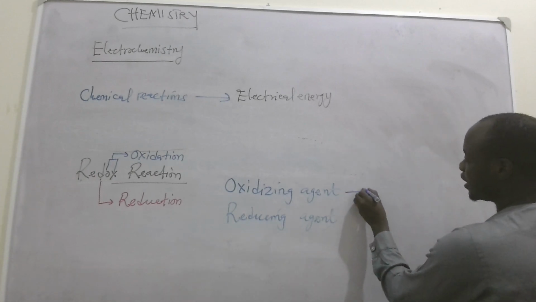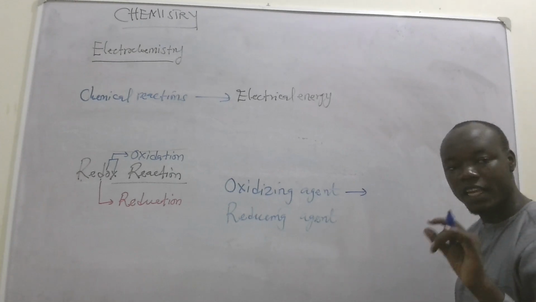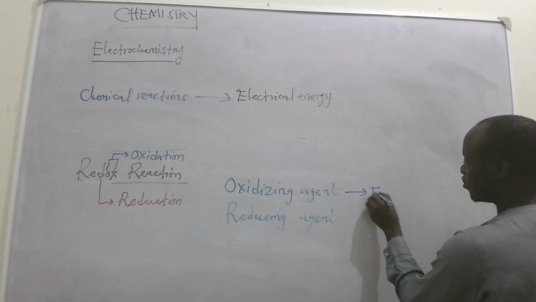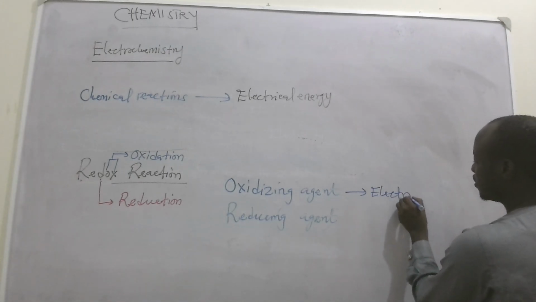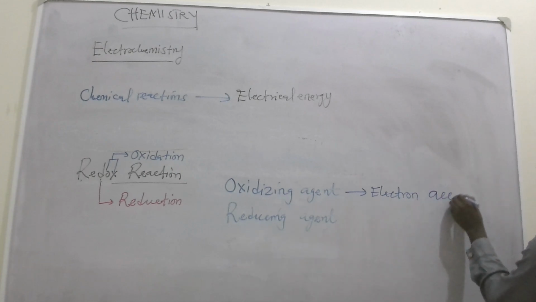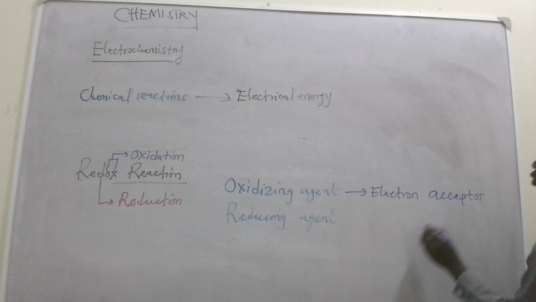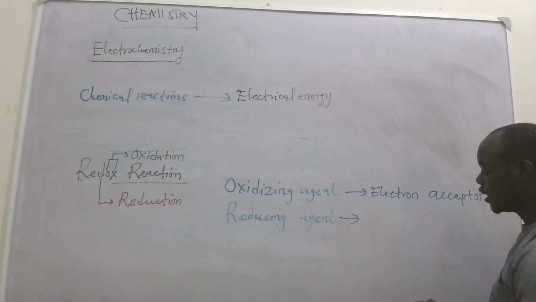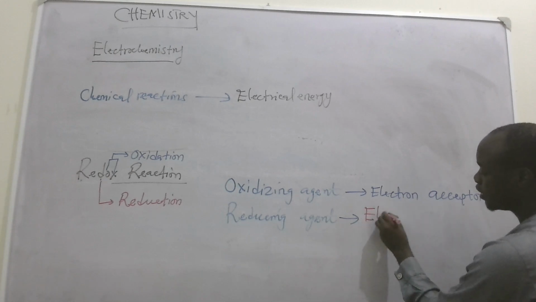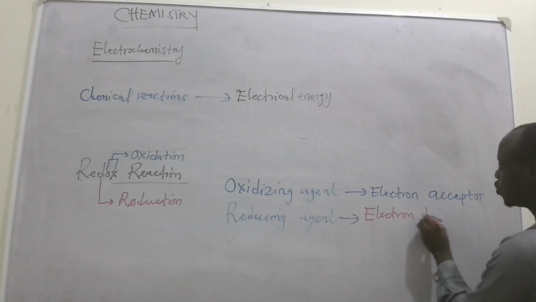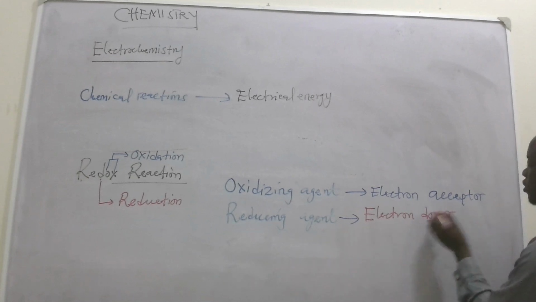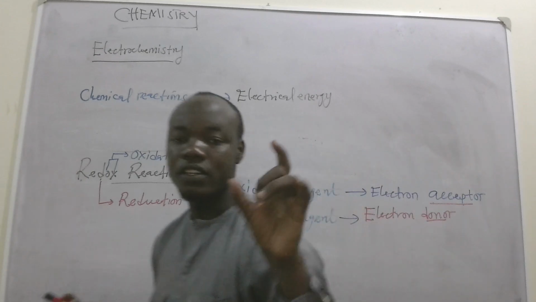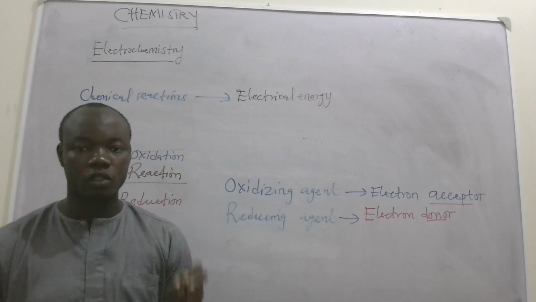Oxidizing agent is any species that accepts electrons. So it's an electron acceptor, while reducing agent is an electron donor. So oxidizing agent is an electron acceptor, while reducing agent is an electron donor.